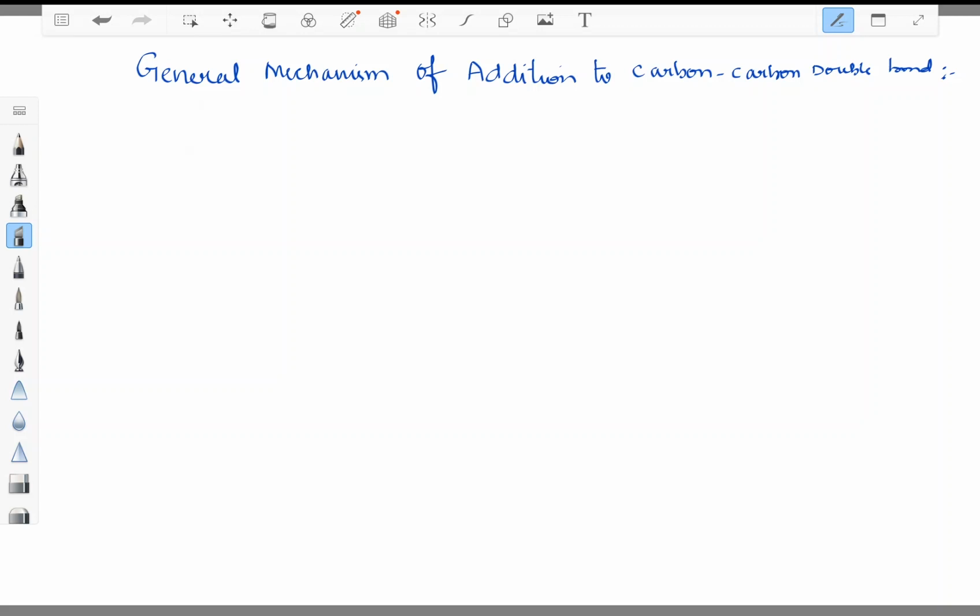Hello students, in this edition we are going to study the general mechanism of addition to a carbon-carbon double bond. In the previous video and the notes which I have sent you, we have seen the example of bromination and chlorination, where bromine was added in the form of the bromonium ion, Br plus, with 3 bonds.